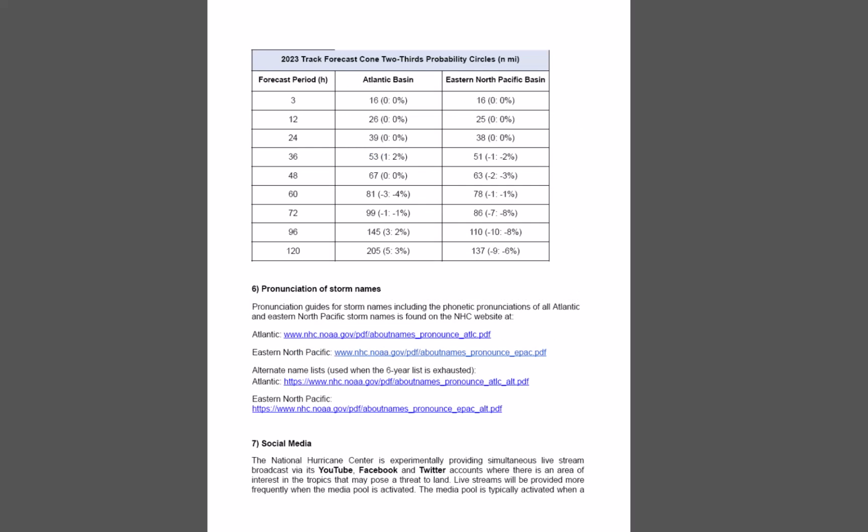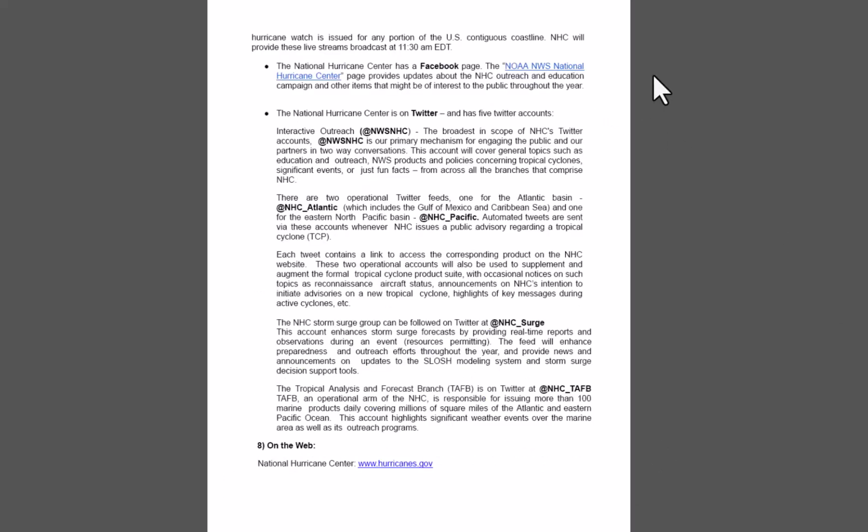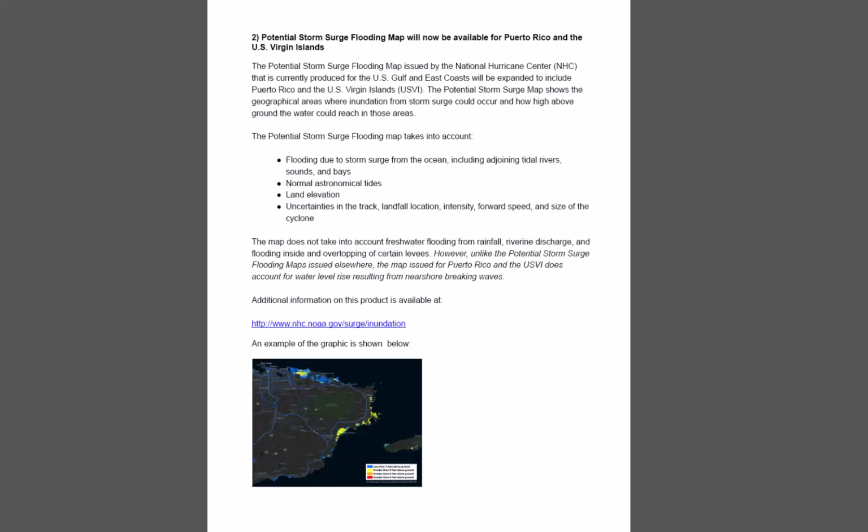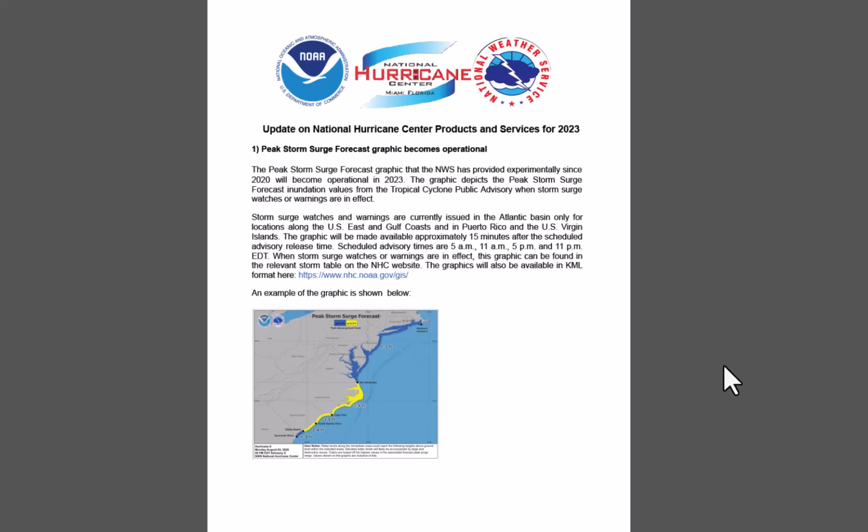And then they're talking here at the bottom about experimenting with live streams via YouTube, Facebook, and Twitter when there's a threat. That would be briefings from the National Hurricane Center, and those are experimental right now. And finally, they've updated their website for several different links. But the key thing is, as they've changed data and formats, we have to react to that, and we do.